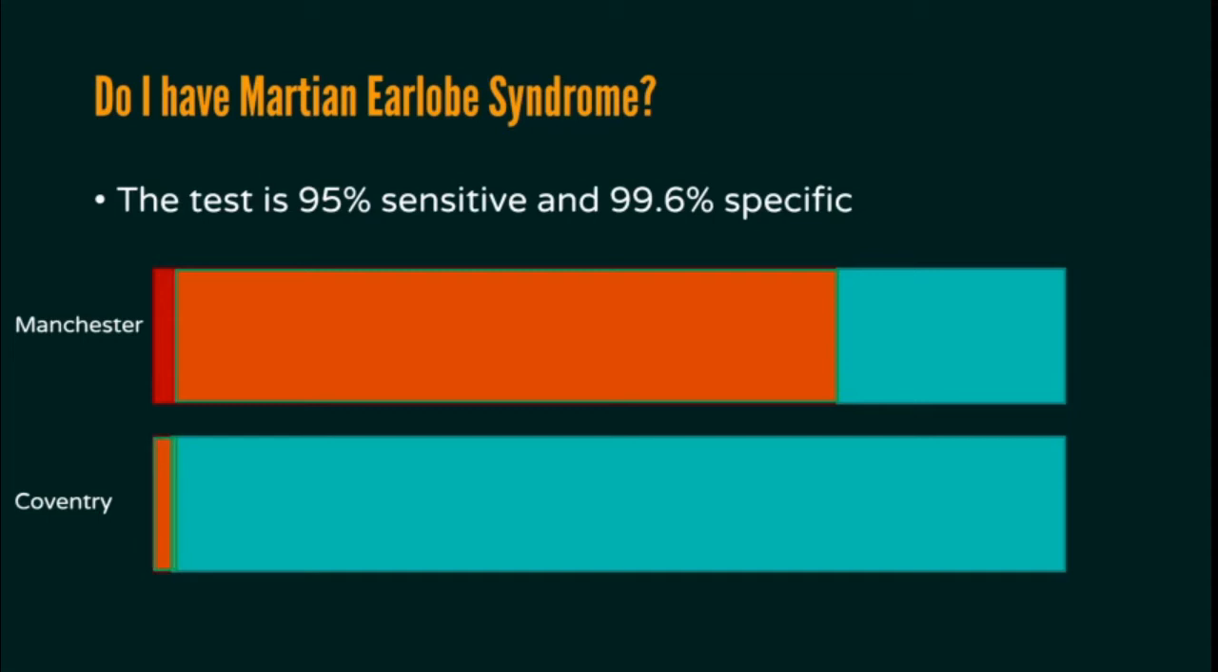In Coventry, if you test positive, there is an 83% chance that you have Martian earlobe syndrome. That means there's nearly a 20% chance that you don't. If you look at these diagrams, you can see why. The rate of illness is really low in Coventry, or relatively low in Coventry. So the number of positive tests overall is small. This sort of orange area is small, a lot smaller than it is in Manchester. And the proportion of people who could get a false positive result is much larger. So anyone you get from the population is far more likely to not have illness in Coventry.